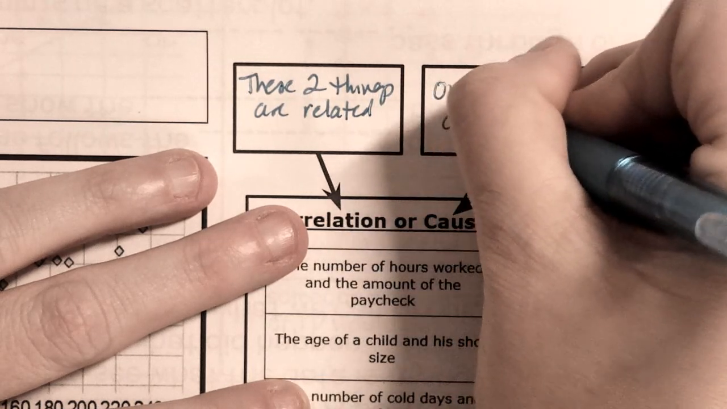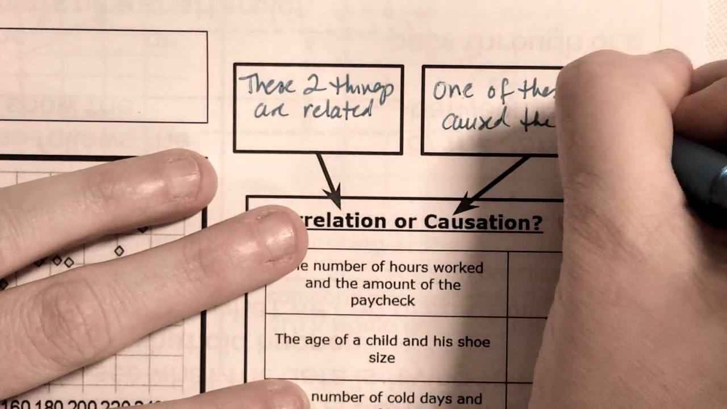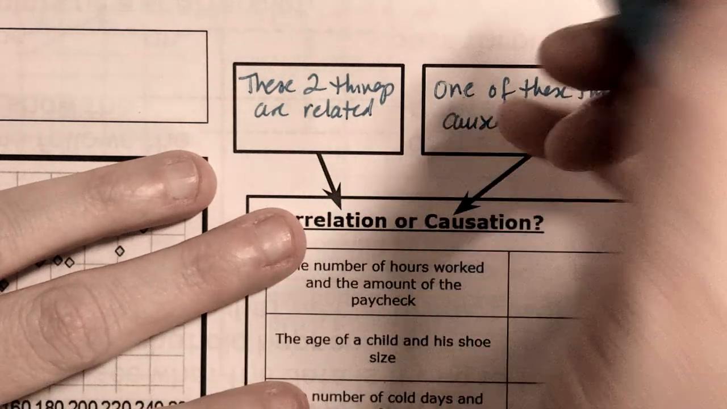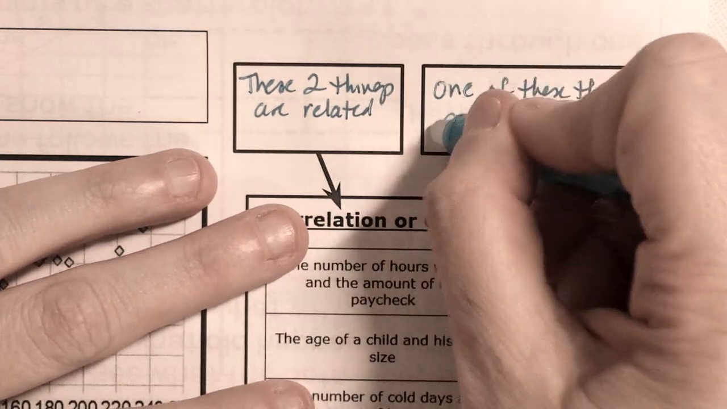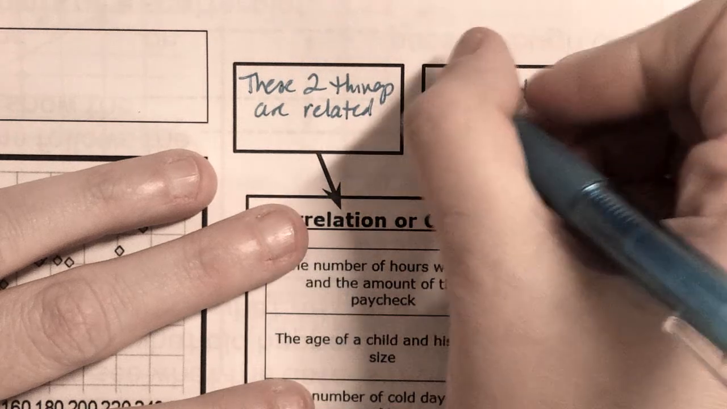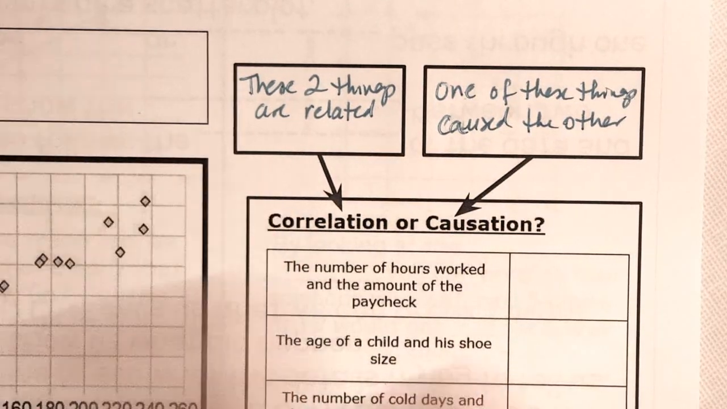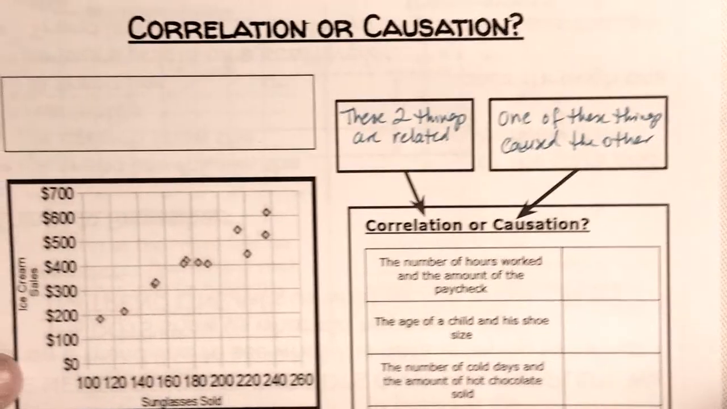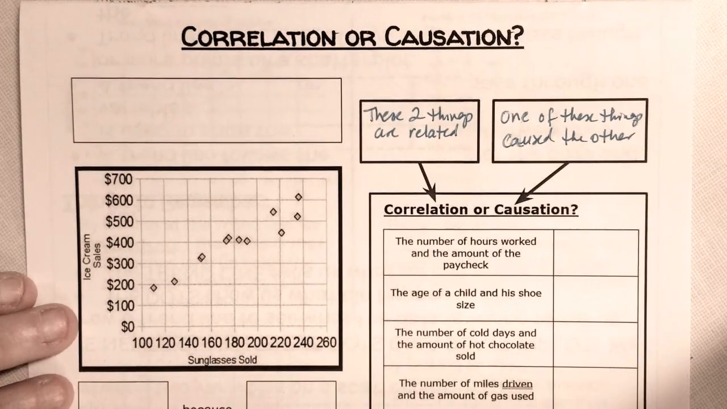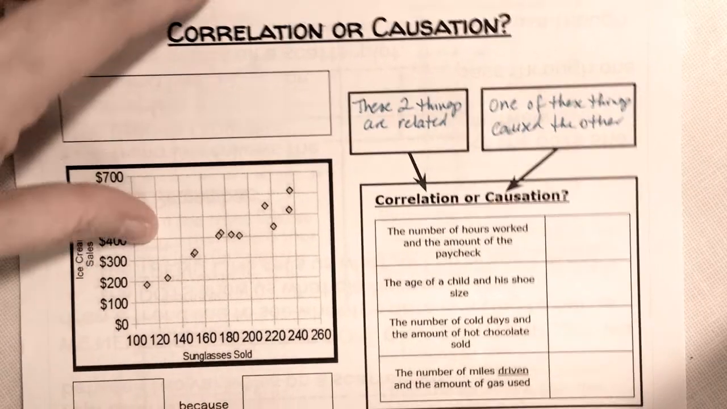Now, causation means one of these things caused the other. Okay, so I'm going to rewrite it. One of these things caused the other. So again, we're looking at a very fine point, like between whether two things are related or whether one of them causes the other.